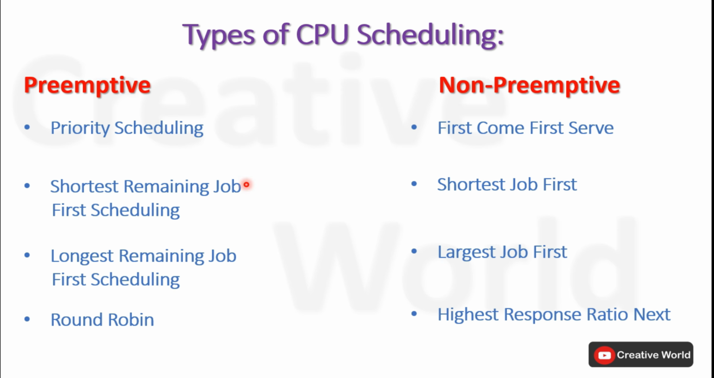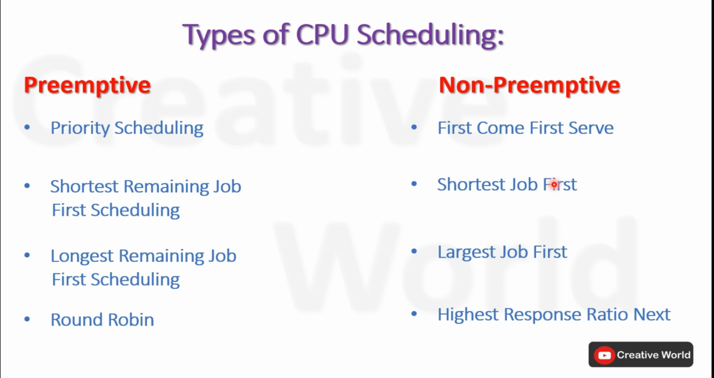Out of these 8 types of scheduling algorithms, we will discuss shortest remaining job first scheduling, round robin, first come first serve algorithm, and shortest job first algorithm.